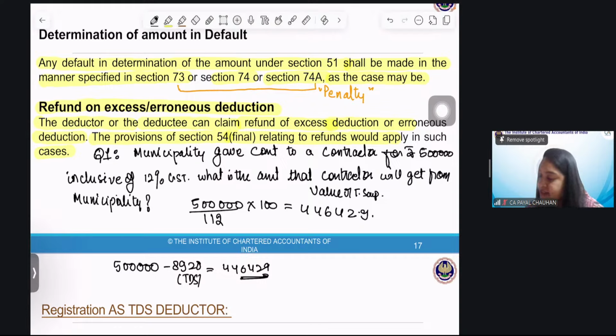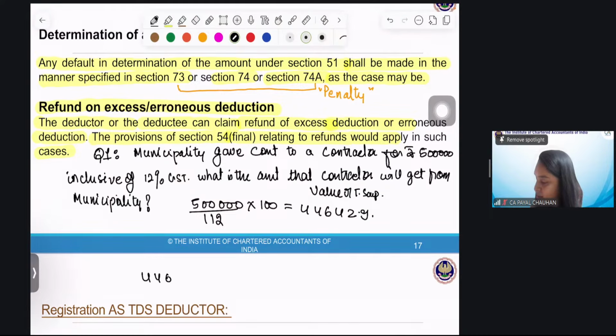We have TDS. We need to correct this also. So 446429, 2% will be the TDS. What is the 2%? Can anybody tell me? Is this 8928.57? Is this correct? Perfect. This is the TDS. Now the point is, while I make the payment of 5 lakh, I'll deduct 8928.57. What will be the answer?